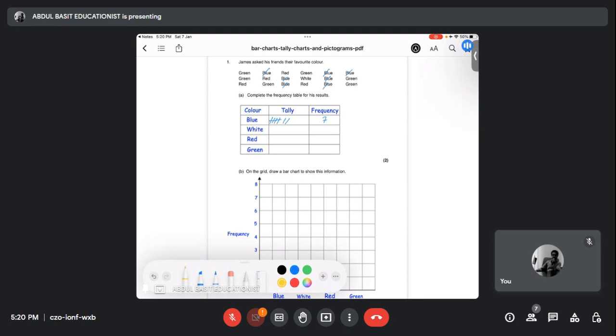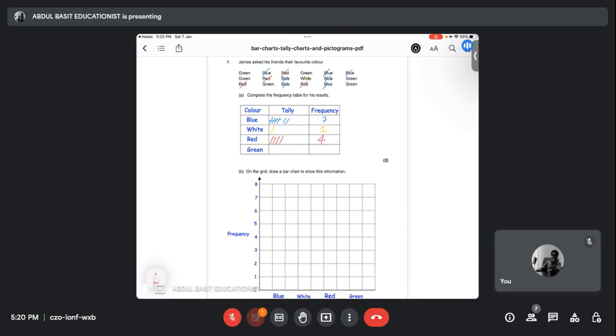Then we have white. In the first line, I have no white. In the second line, I have one, so I draw a line here. In the third line, I have no white. So white is the favorite color of only one student. Then we have red. In the first line, I have one, so draw one line here. In the second line, I have one more, and in the third line, I have one. So that's three, and now four.